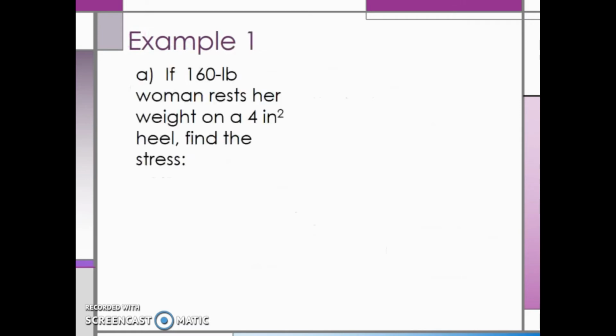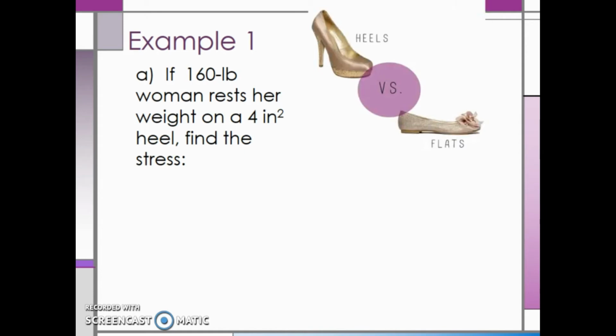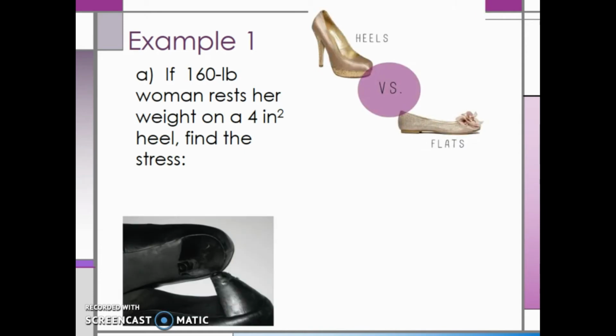Let's take a look at an example related to stress. If a 160-pound woman rests her weight on a 4 square inch heel, find the stress. Remember, stress is applied force divided by area. The applied force is going to be the weight force of the woman. The area that she rests this force on will be the area of the heel, which is 4 square inches. When we divide, this gives us a stress of about 40 pounds per square inch.